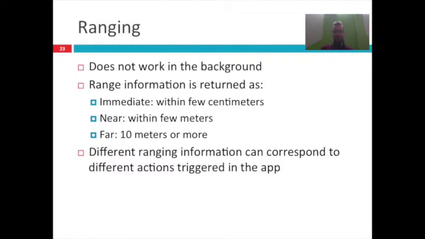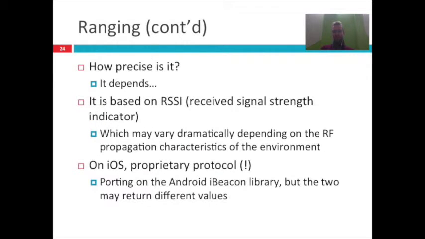Why this? Well, because the ranging is based on the RSSI, Received Signal Strength Indicator. What does this mean? It means that the smartphone is measuring the power of the signal received from the iBeacon. However, as you know from the introductory part to this module, this might vary dramatically depending on the radio frequency propagation characteristics of the environment, which is something which is hard to predict a priori.